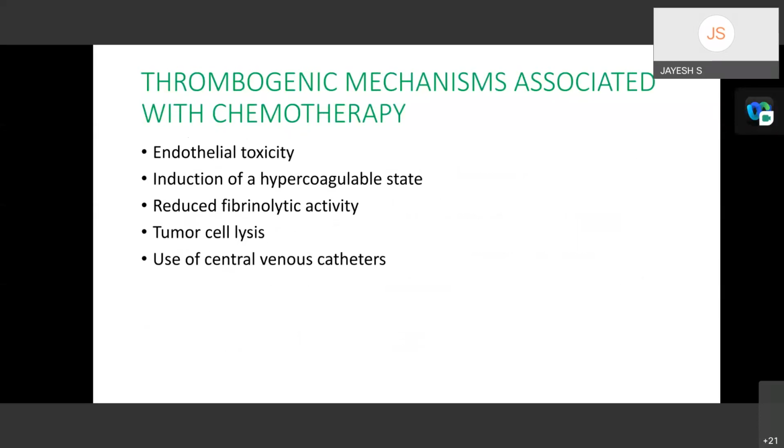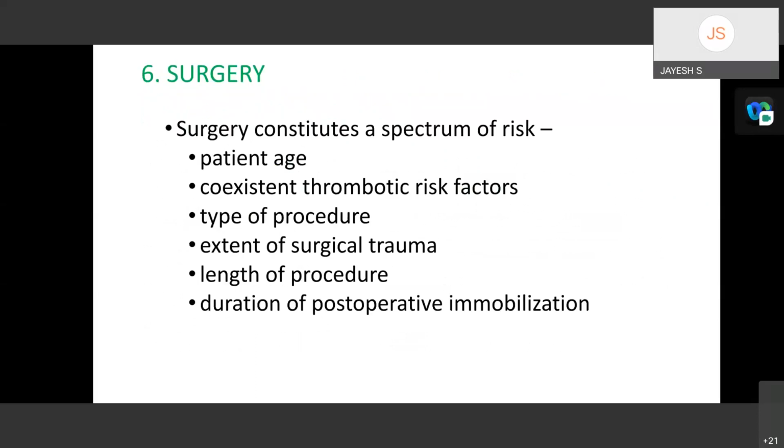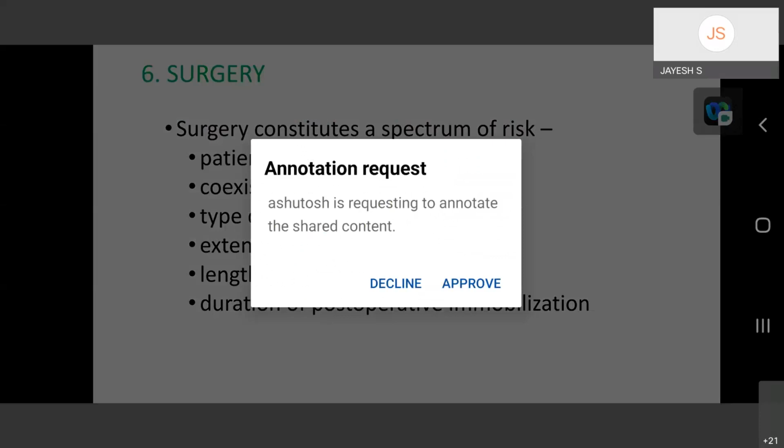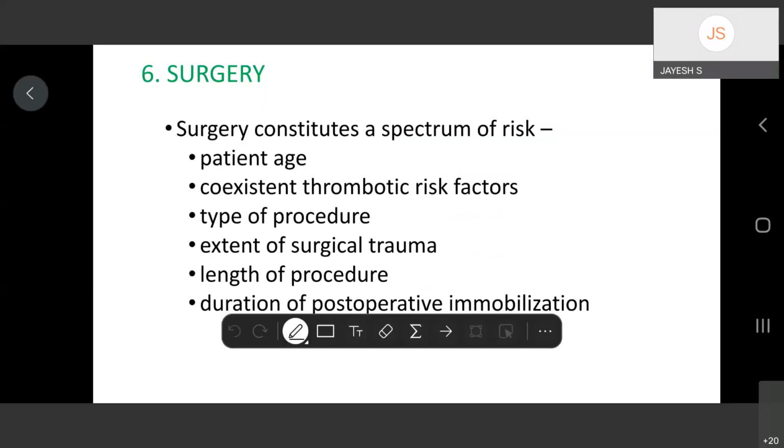The thrombogenic mechanisms associated with chemotherapy include endothelial toxicity, induction of a hypercoagulable state, reduced fibrinolytic activity, tumor cell lysis, and use of central venous catheters. And then coming to surgery, surgery constitutes a spectrum of risk, like the patient's age, coexistent thrombotic risk factors, type of procedure, extent of surgical trauma, length of procedure, and duration of post-operative immobilization.